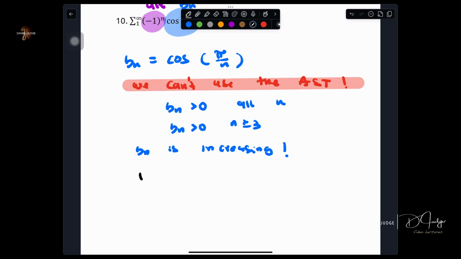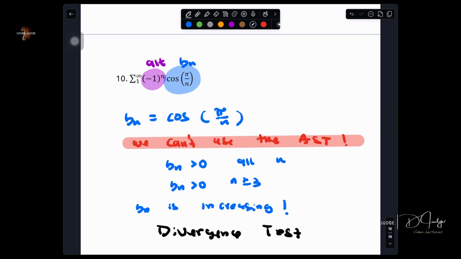Alrighty. So you might say, what do I do now that I can't use the alternating series test? I'm going to say, try the divergence test. I was going to write down test for divergence. So we're going to now look at this differently. We're going to look at it in terms of the absolute value now.